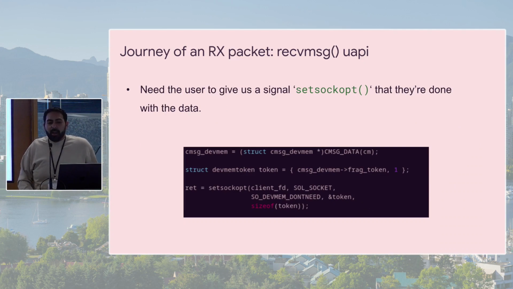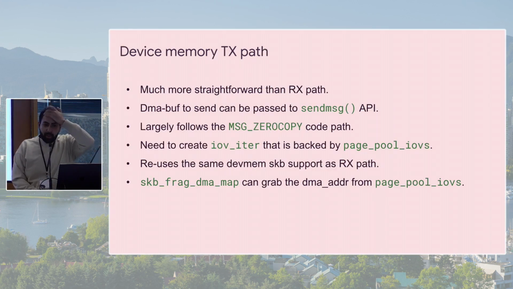Now with these fragments, we can't recycle the pages behind them until the user tells us that they're done with them, because it's a form of zero copy RX. We've added a setsockopt as a signal for the user to say, I'm done with this particular fragment of the incoming data, and you may recycle it or reclaim it if you want. So this is the devmem dontneed setsockopt. That actually concludes the RX path.